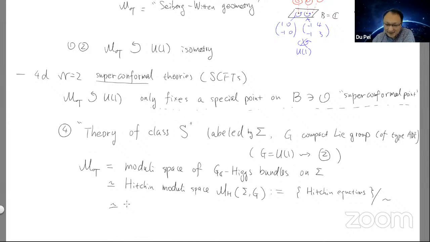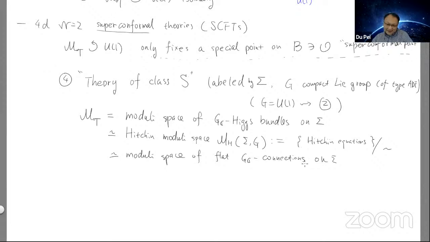And this space can also be identified with the moduli space of flat complex G_C connections on Sigma. So in the first lecture, we have already seen a close cousin of this. Indeed, the moduli space of flat G connections sits inside this moduli space.